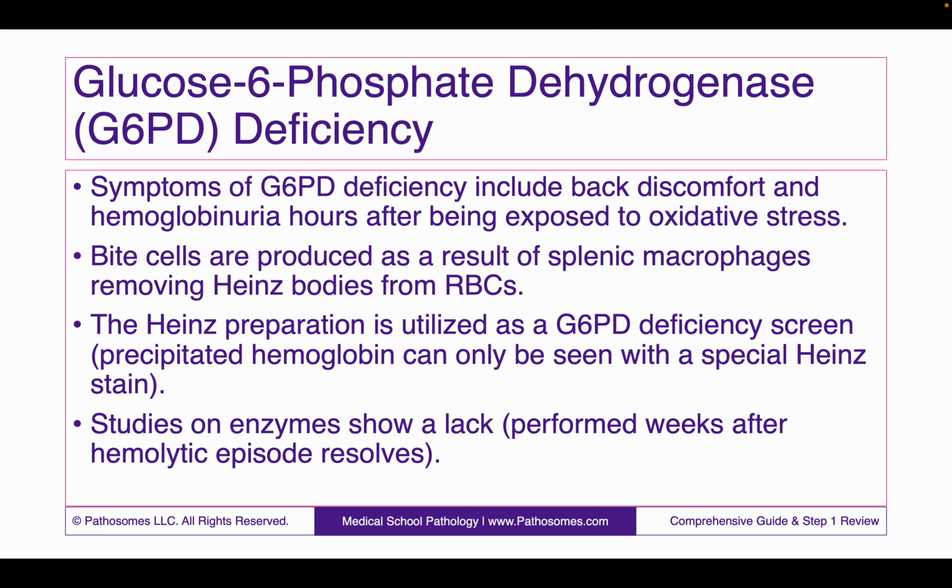On peripheral blood smears, you might see bite cells that are produced as a result of splenic macrophages removing the Heinz bodies from the RBCs. On the Heinz preparation, G6PD deficiency screen can be visualized because there's precipitated hemoglobin that can only be seen with a special Heinz stain. And studies on enzymes show a lack, right? And this is typically performed weeks after the hemolytic episode resolves.